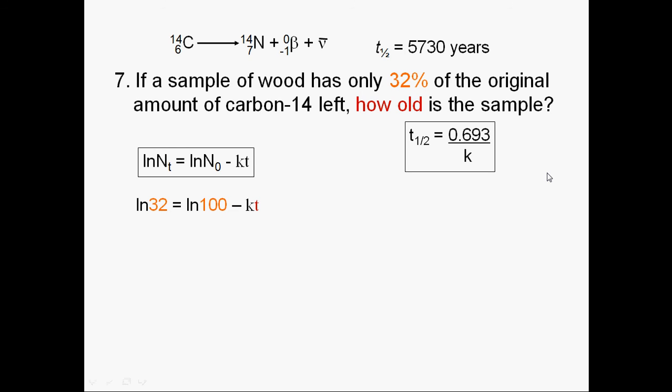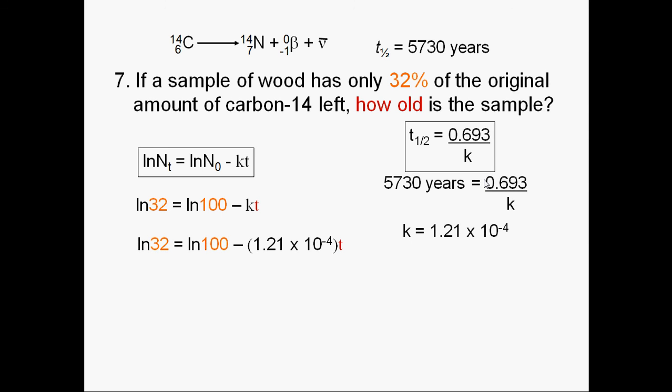Okay. So I've plugged in some numbers for my ending and my starting amounts. Once again, in order to solve for the age of the sample, I'm going to need to know K. And I can solve for K using that second equation by plugging in the half-life of 5,760 years. So when I do that, I solve for K, and I determine that it's 1.21 times 10 to the negative 4, so I can just plug that into my first equation. Okay. Do a little bit of plugging in on my calculator, subtracting natural log of 100 from natural log of 32, and then divide both sides, and I determine that this sample of wood is 9,400 years old.